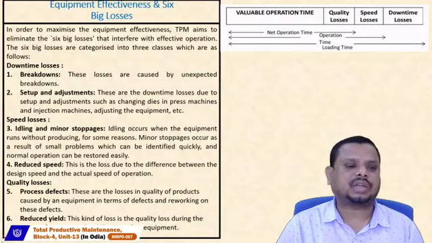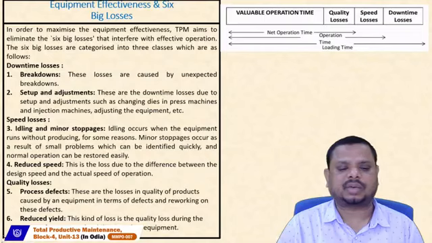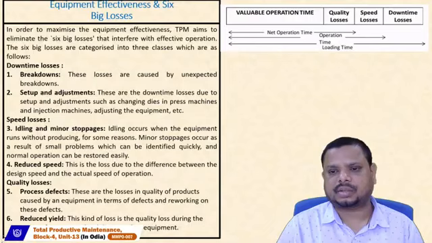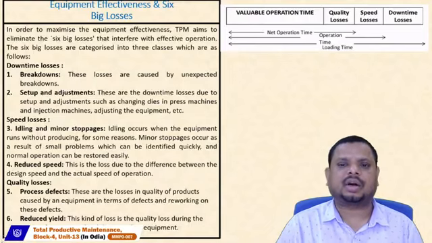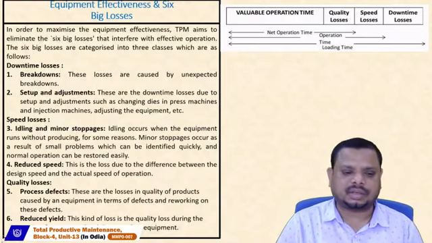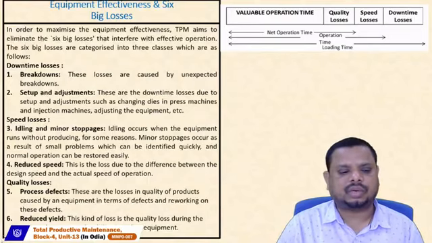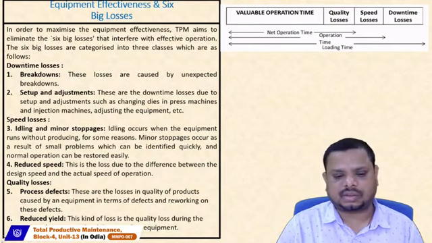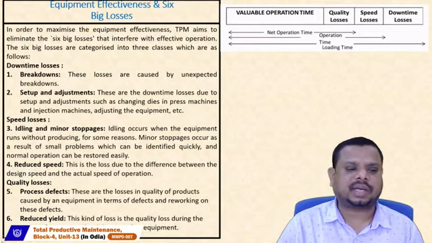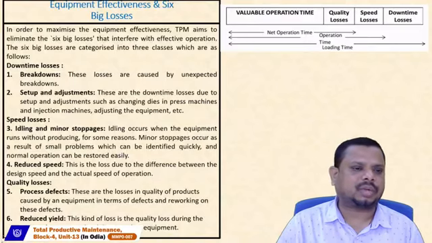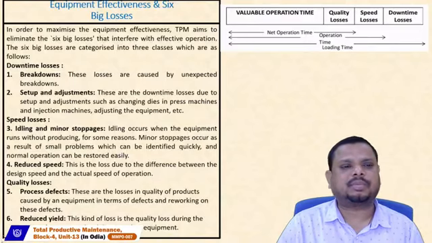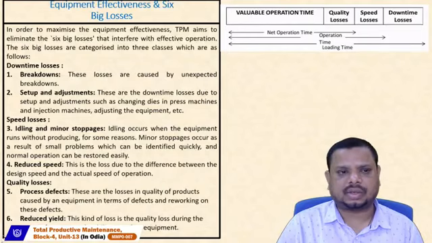The last one under quality losses is reduced yield. This is the quality loss during the stage of startup and stabilization of equipment. During the starting or initiation of any machine, if the machine produces any losses, these go under reduced yield losses. When the machine is stabilized, this should be rectified. In most cases, these are considered the big six losses in total productive maintenance.